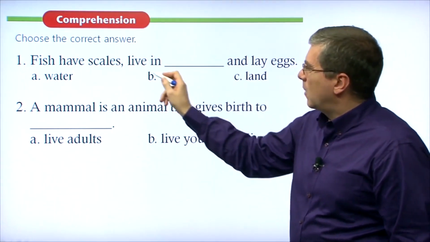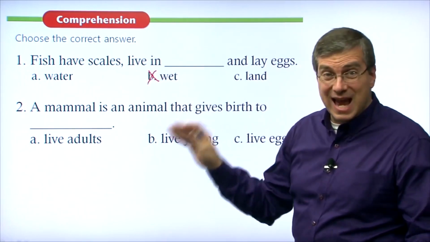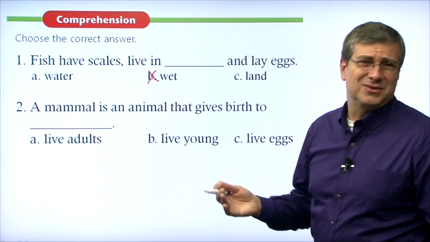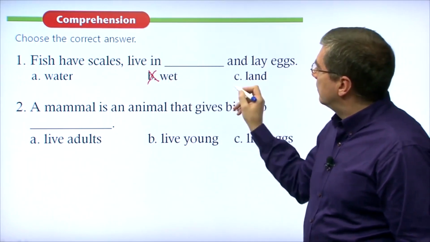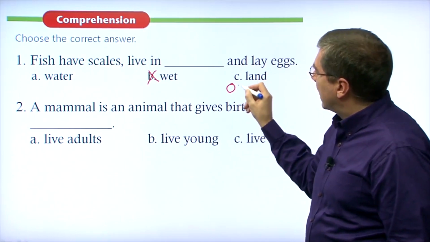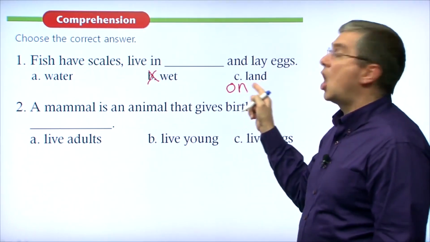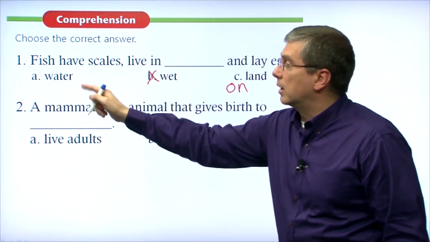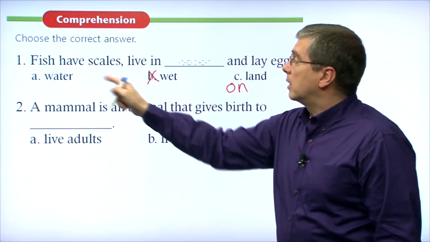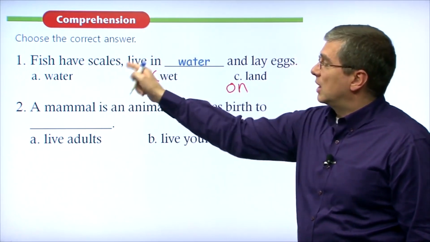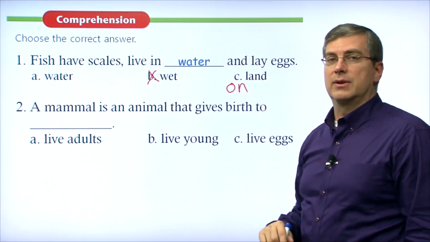Well, right away we can see wet isn't correct because wet is an adjective. You live in a place, a noun. You don't live in a wet. That's really strange. Also, we can see the preposition is wrong. You live on land. You live on land. You don't live inland. You live on land. You live in water. And fish live in water. They don't live on land. So water would be the correct answer. Fish have scales, live in water, and lay eggs. That's the correct answer there.